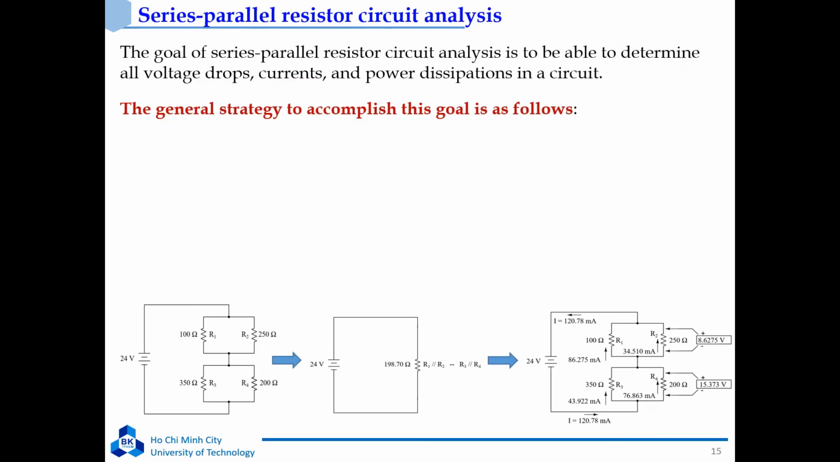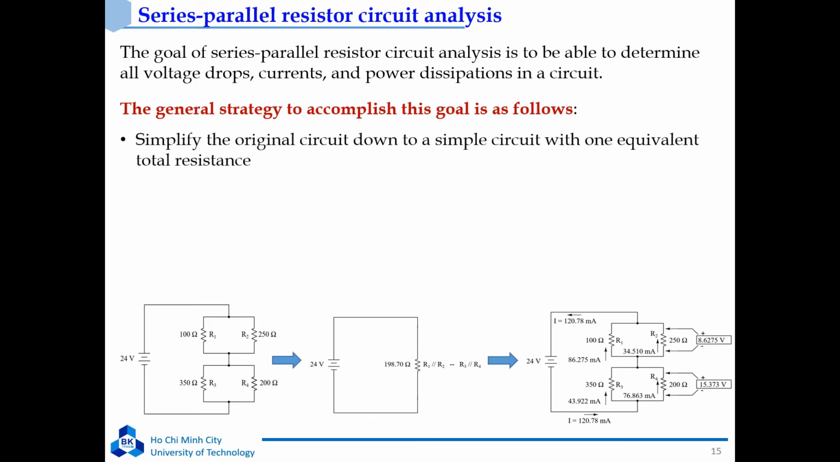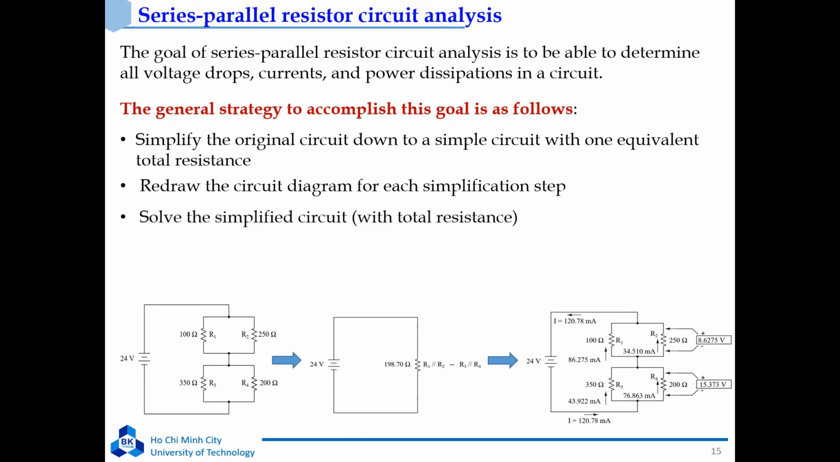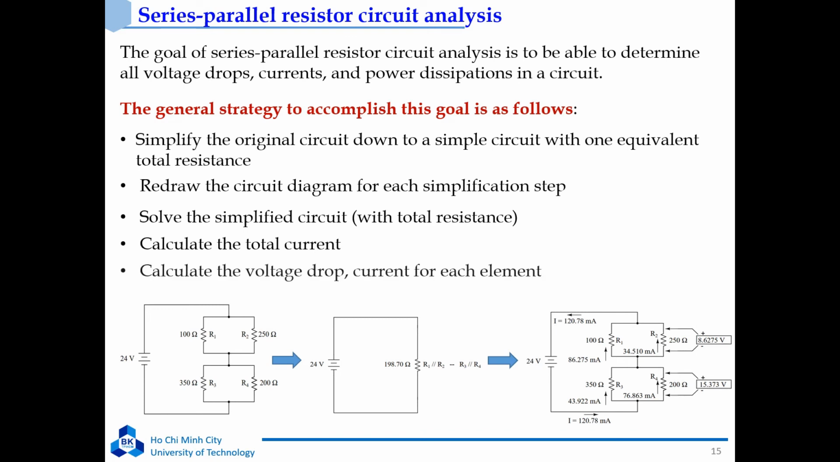Now we will talk about how to analyze the serial-parallel resistance circuit. To analyze this circuit, first we will simplify the original circuit down to a simple circuit with one equivalent total resistance, and redraw the circuit diagram for each simplification step. And next we will solve the simplified circuit with the total resistance and calculate the total current. And finally, we will calculate the voltage drop and current for each element.